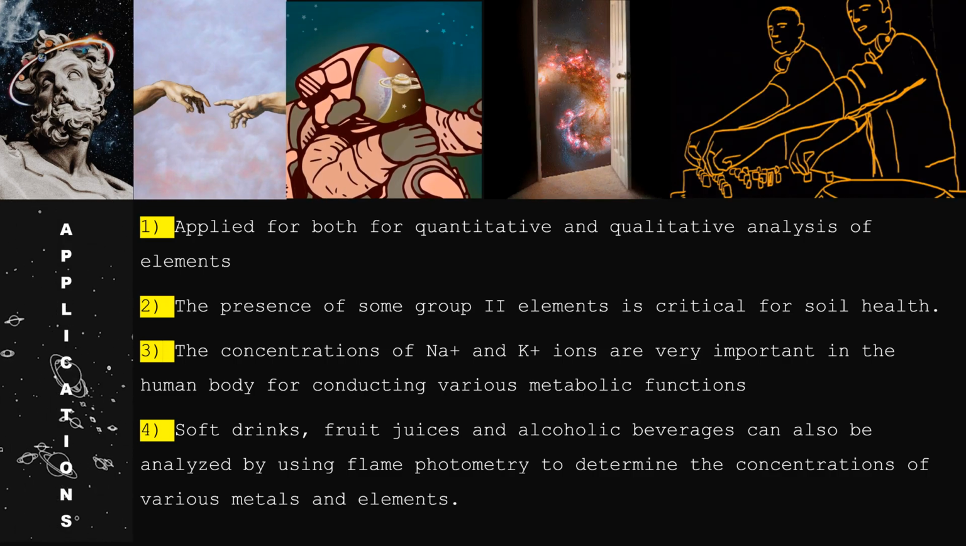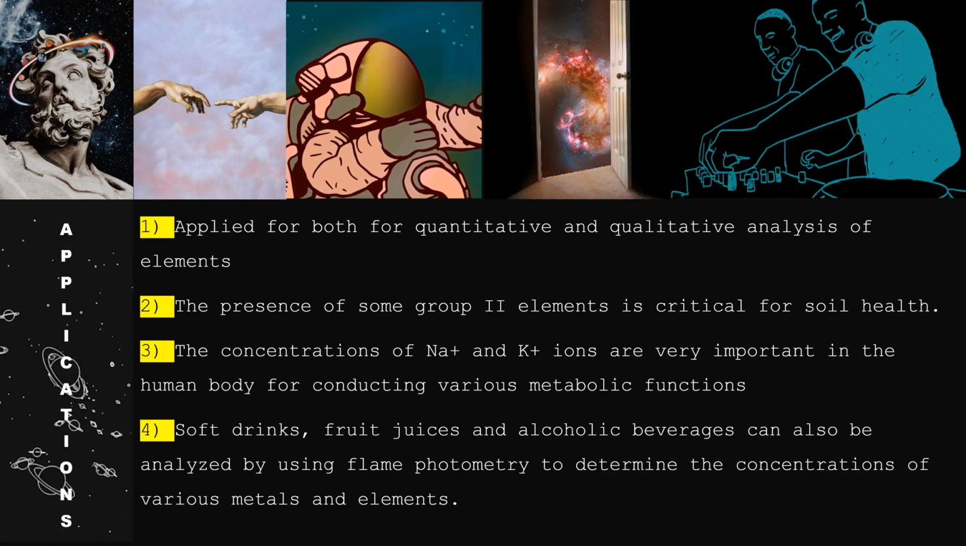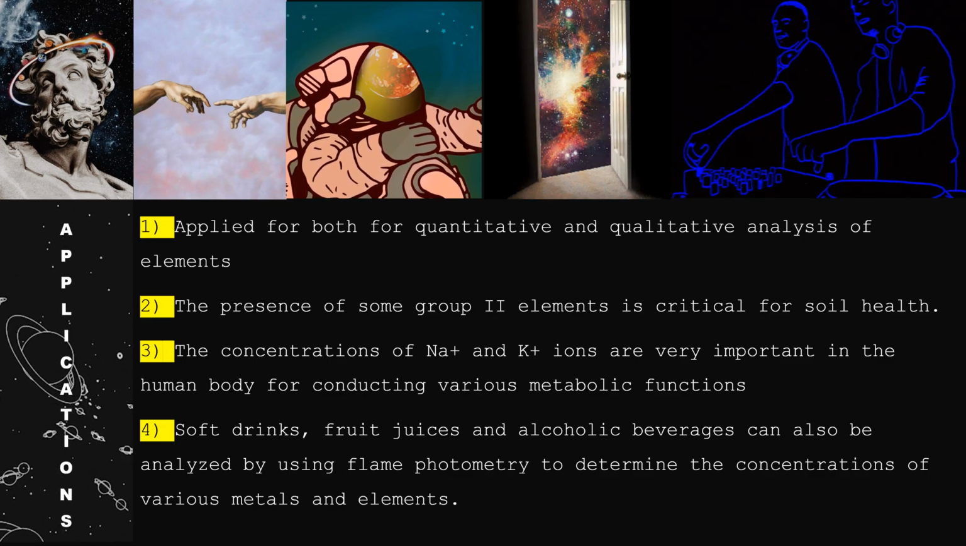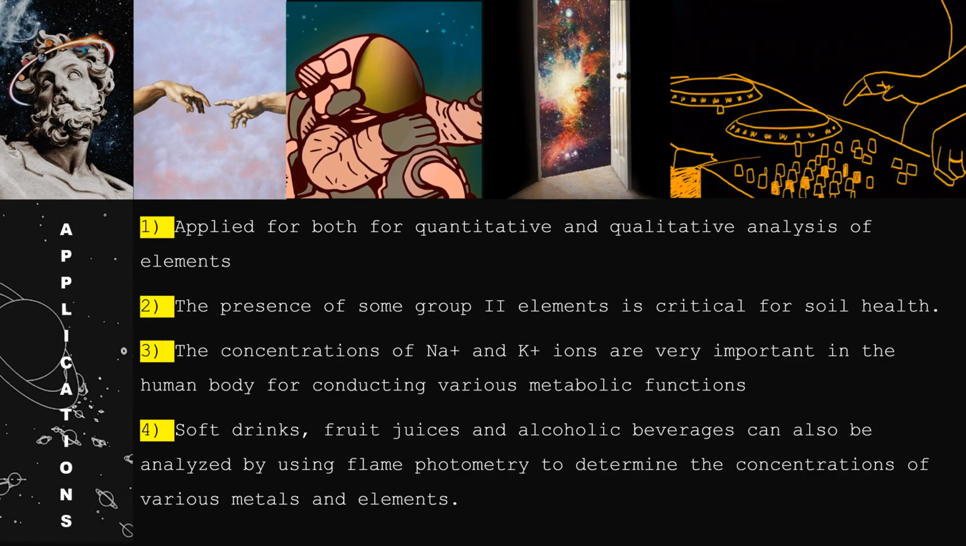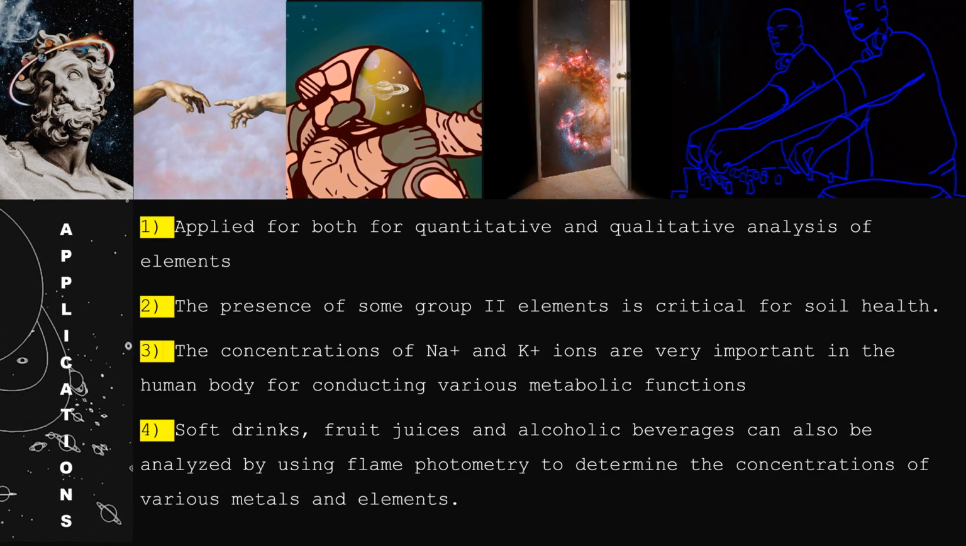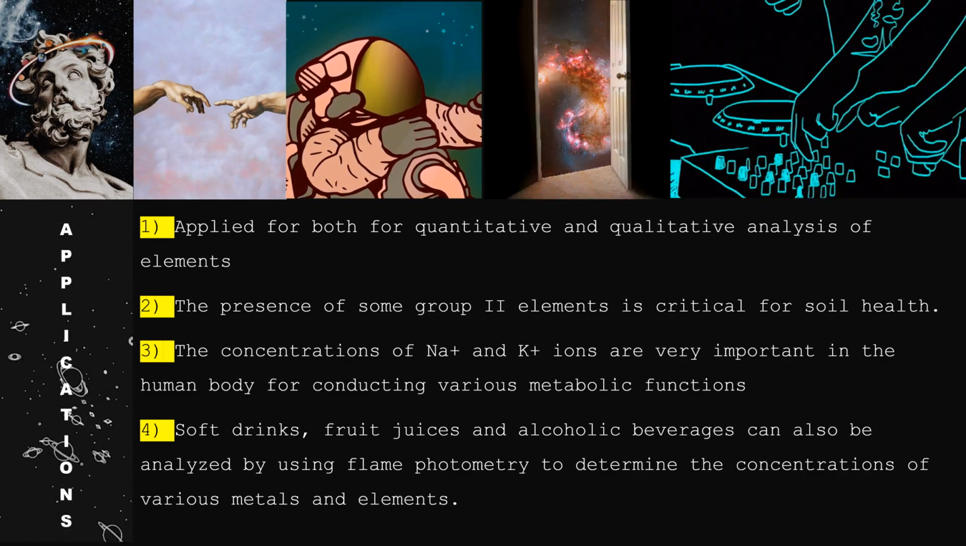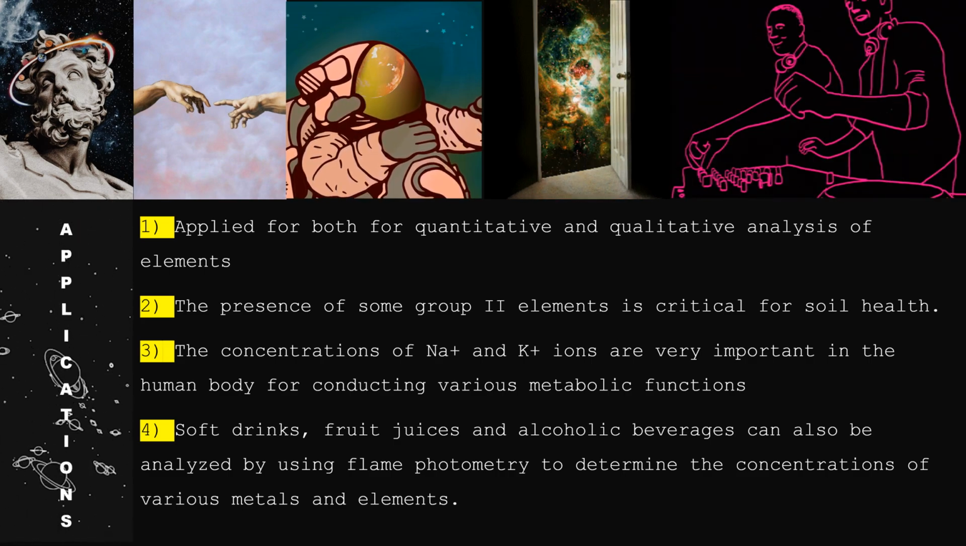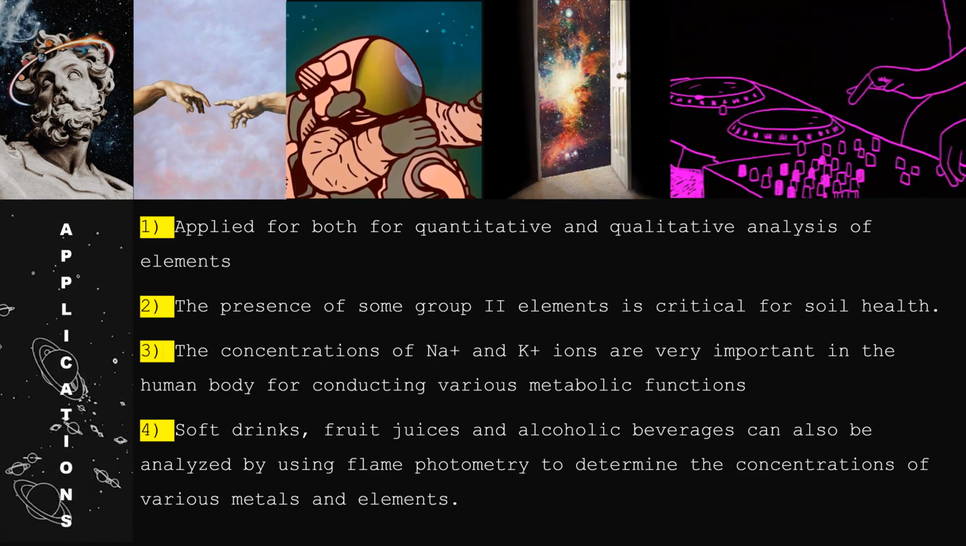Now, our favorites, our vices, our hobbies like drinking soft drinks, fruit juices, and alcoholic beverages can also be analyzed using flame photometry to determine the concentrations of various metals and elements.